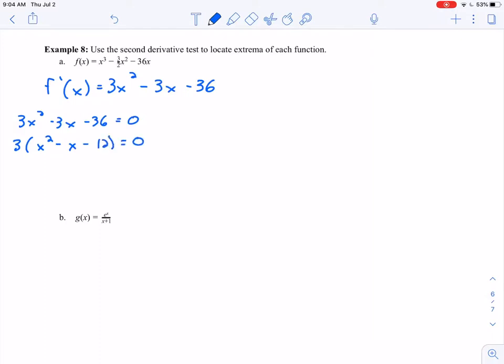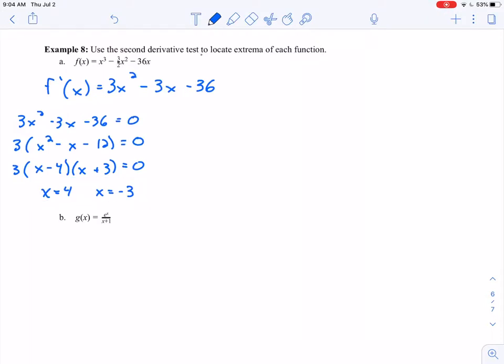And then I will factor that quadratic. Let's see, it should be x minus 4 times x plus 3 is equal to 0, gives me x equals 4 and x equals negative 3. So these are the locations of two critical points.